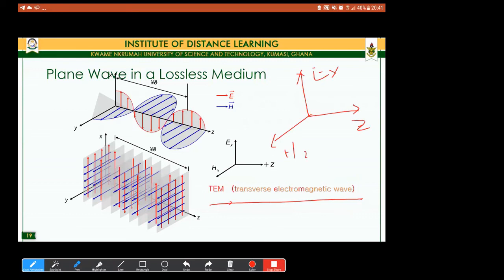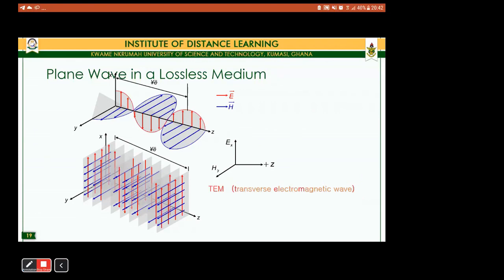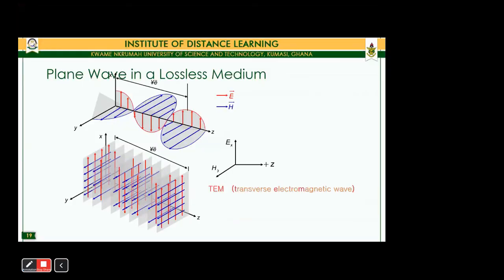The red are the E and the blue are the H. You can see from this diagram that they are perpendicular to each other. The fact that the E and the H are perpendicular to each other is what is called a transverse electromagnetic wave. And again, this brings us to the introduction of the second part of Maxwell's equations, the time-varying electromagnetic fields and Maxwell's equations.